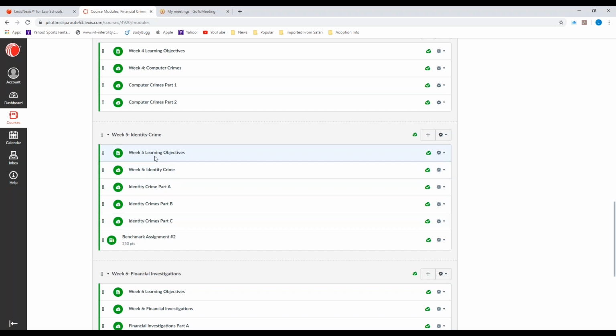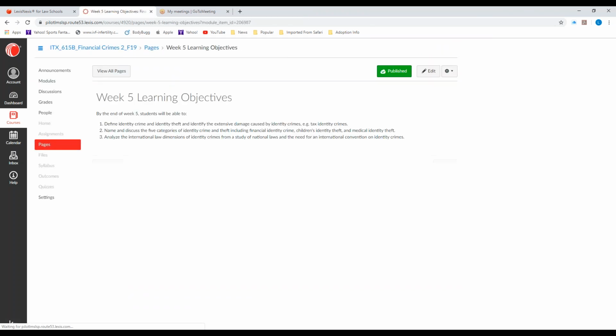So that being said, last week, week 5, you learned about identity crime. So let's click into the objectives and go over those. After last week, you should now be able to define identity crime and identity theft and identify the extensive damage caused by identity crimes, for example, tax identity crimes. You should also be able to name and discuss the 5 categories of identity crime and theft, including financial identity crime, children's identity theft, and medical identity theft. And then finally, you should be able to analyze the international law dimensions of identity crimes from a study of national laws and the need for an international convention.